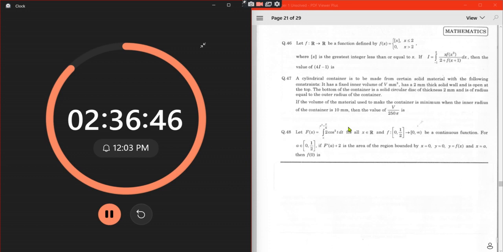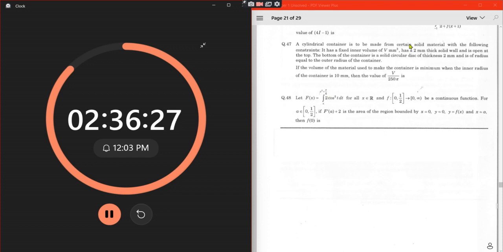Okay, so what do you want? You want V upon 250 pi, that's like r cube upon 250 pi, right? And V is in millimeters. So 1000 upon 250 basically, which is 4. So 47 answer is 4.